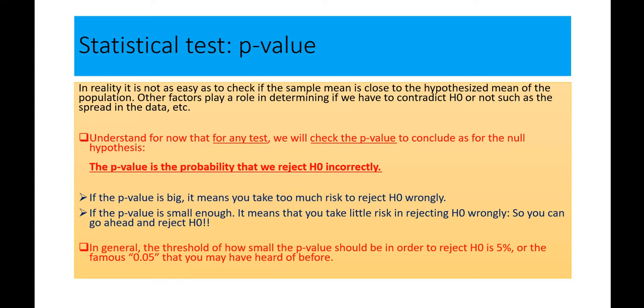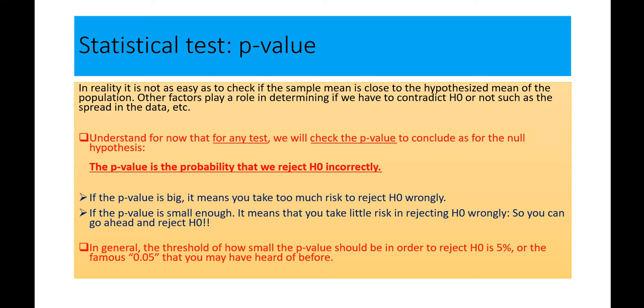In general, the threshold of how small the p-value should be in order to reject H0 is 5%. So if you have a p-value of 4%, it means that the probability that you would reject H0 incorrectly is only 4%. So you take little risk in rejecting H0 by mistake. You just take 4% of risk of rejecting H0 by mistake, so you can go ahead and reject H0.